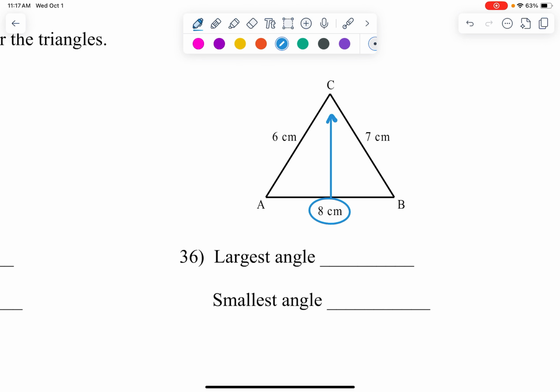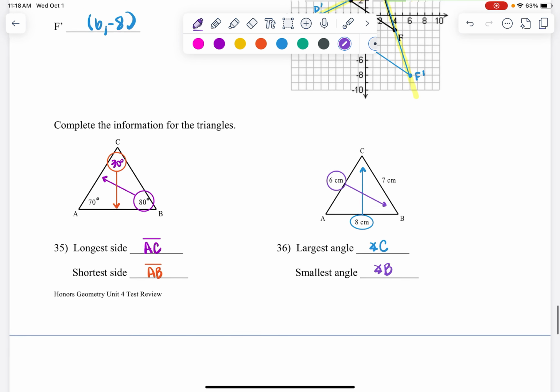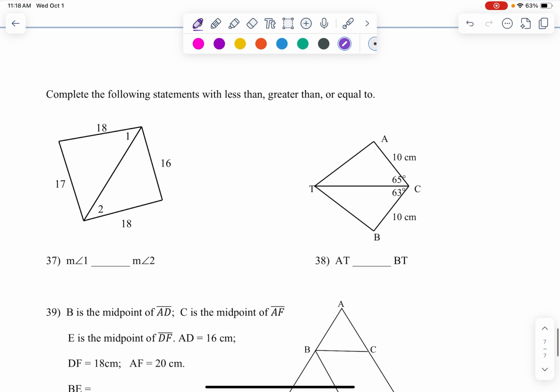So that means angle C must be the largest angle in this picture, and the smallest angle must lie opposite the shortest side. So angle B is the smallest. Easy peasy. Okay, here we go. Complete the following statements. This is your inequalities, kind of using that hinge theorem.